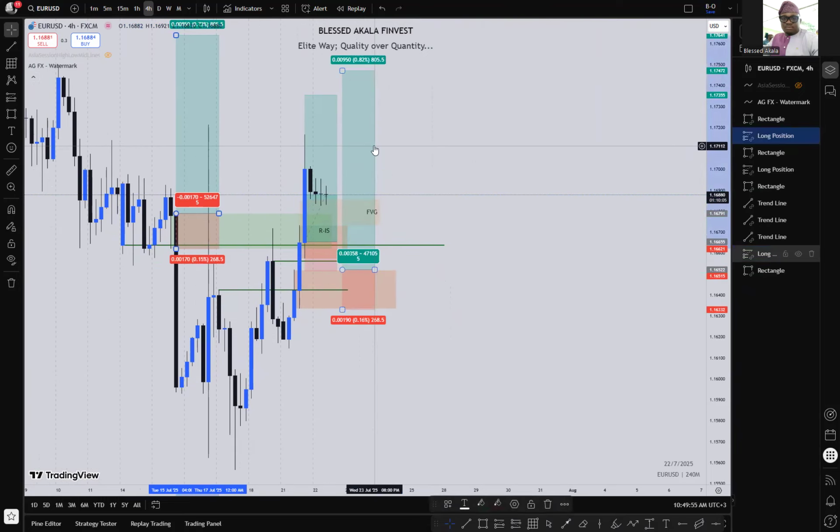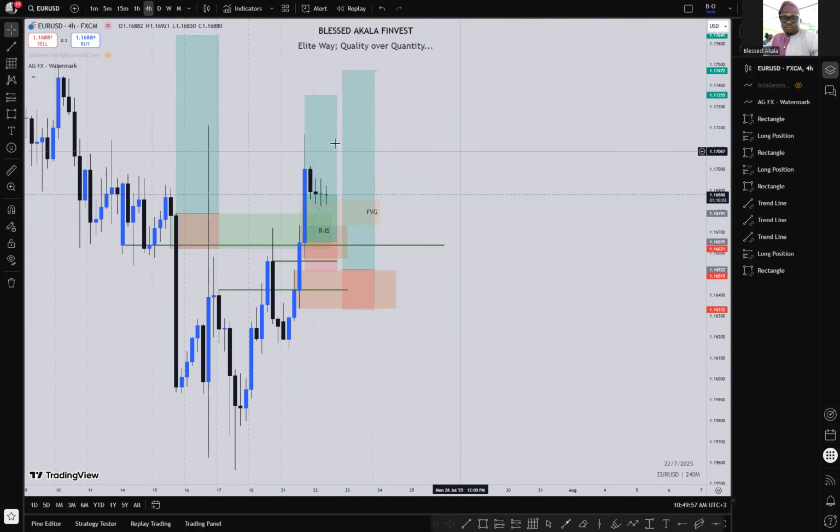So these are possibility one, two, and three. And if peradventure this level sent price into the highs, we claim whatever is being given to us within this level.